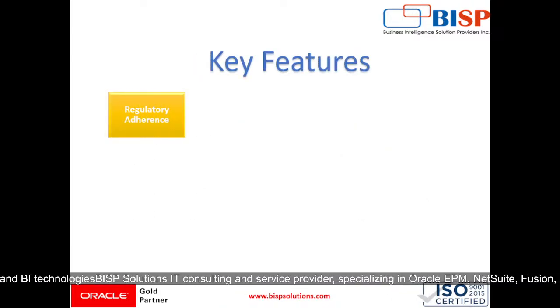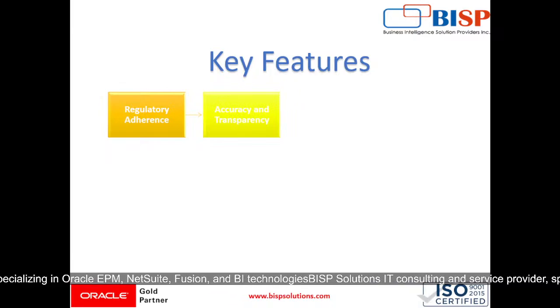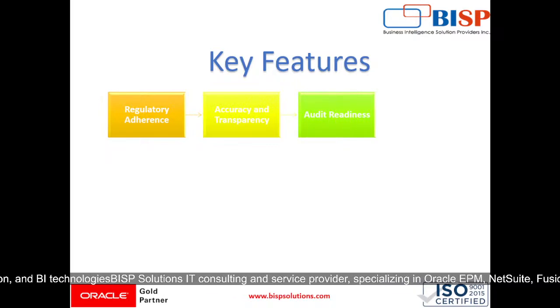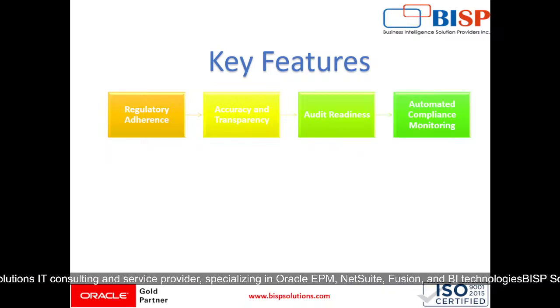Then key features involve regulatory adherence, where it ensures compliance with local and international laws, industry standards and company policies, for example IFRS, GAAP, SOX and GDPR. Next comes our accuracy and transparency, where it provides precise and verifiable financial statements, tax reports and operational metrics. Next comes our audit readiness, which maintains proper documentation and audit trails to support external and internal audits.